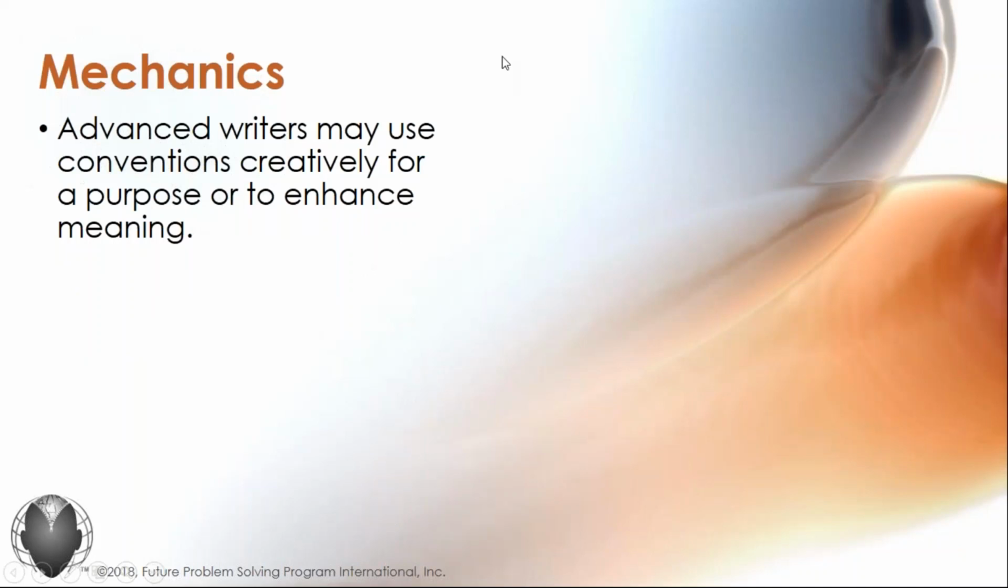Mechanics. Advanced writers use conventions creatively for a purpose or to enhance meanings. So if commas or semicolons are used in a way that is unconventional, we want to make sure that we wouldn't count points off for that, and we would use that as a creative aspect to enhance that meaning.